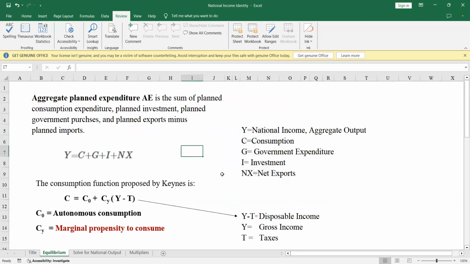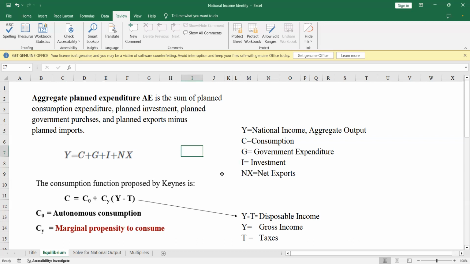The aggregate planned expenditure of any economy is the sum of its consumption expenditure, the planned investments, the planned government spending, and the planned exports minus the planned imports, which is your net exports. So Y is equal to C plus G plus I plus NX. Over here, Y represents the aggregate expenditure, and it's the sum of all the consumption done by the households, all the government spending, all the investment done in the country, as well as the net exports, all the exports minus all the imports.